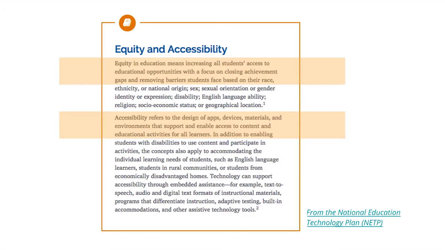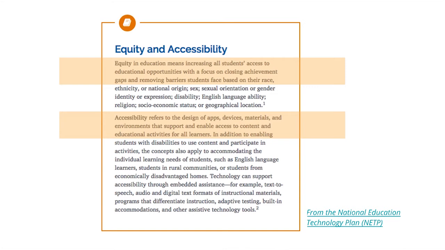Part of the reason why we're talking about this is that we want to think about equity and accessibility. This is a graphic from the National Education Technology Plan from the U.S. Department of Education. It states, equity in education means increasing all students' access to educational opportunities with a focus on closing achievement gaps and removing barriers that students face. These can be barriers they face based on disability, ethnicity, national origin, sexual orientation or gender identity, English language abilities, religion, socioeconomic status, or geographical location.